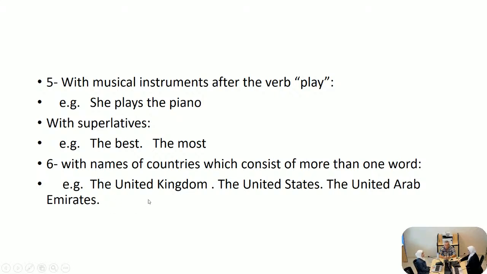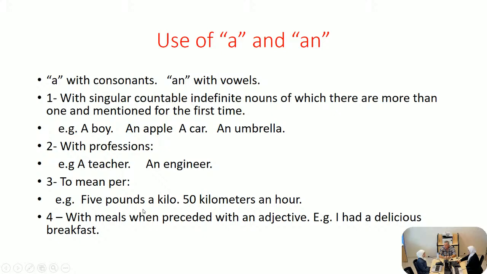Next slide, Ms. Rawa. Use of a or an. A is used with consonants and an with vowels. With singular countable indefinite nouns of which there are more than one and mentioned for the first time, like this, a boy.